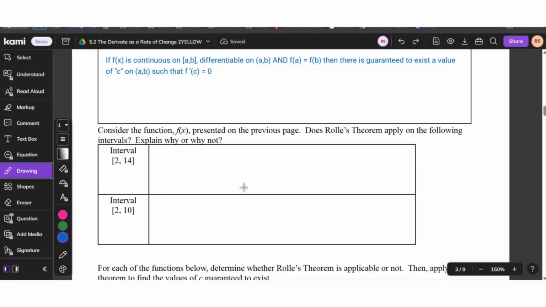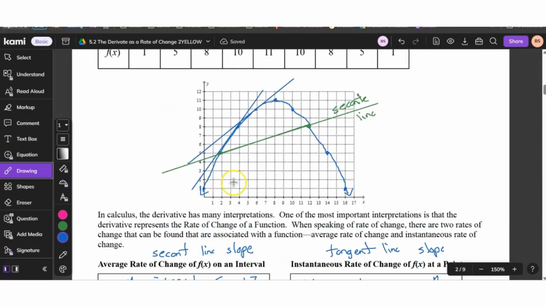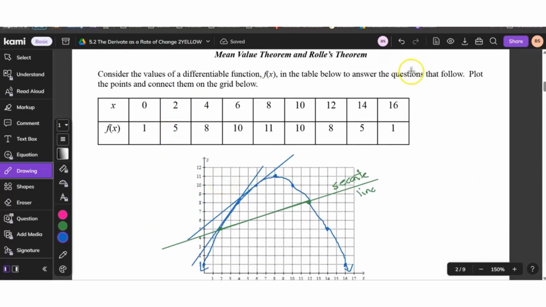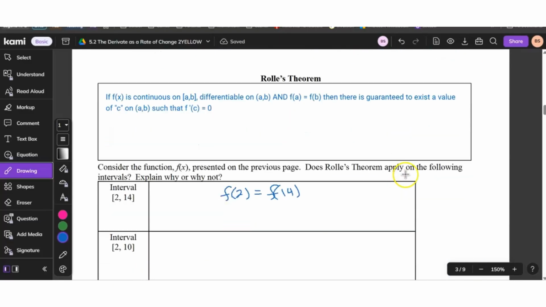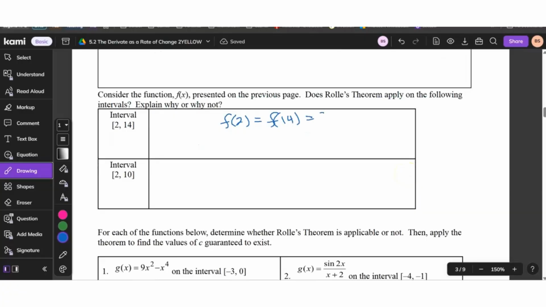f of a equals f of b. So we need to know, does f of 2 equal f of 14? If you scroll up there and look, f of 2 is 5, f of 14 is 5. So in both cases, this is equal to 5. So therefore, does Rolle's theorem apply?